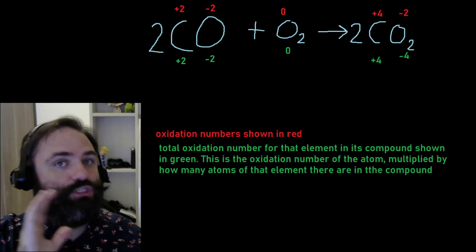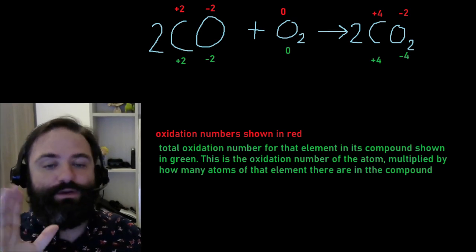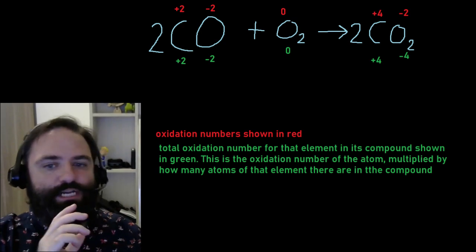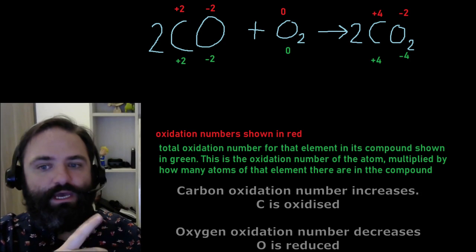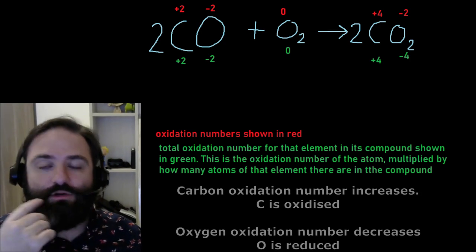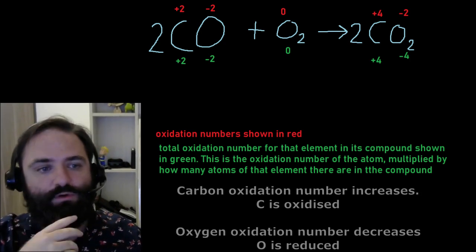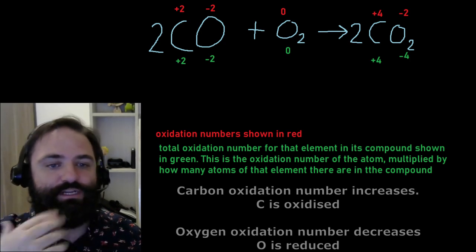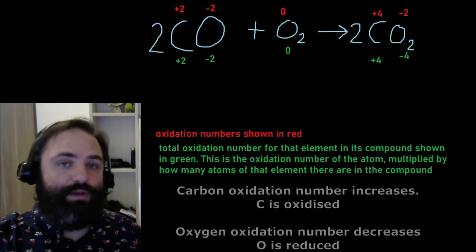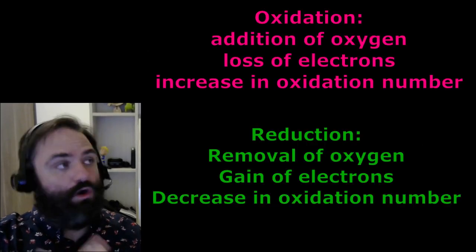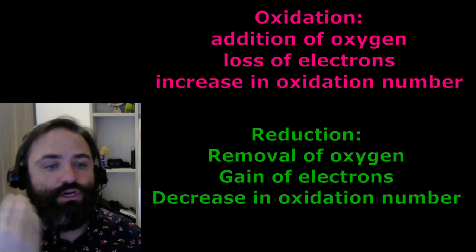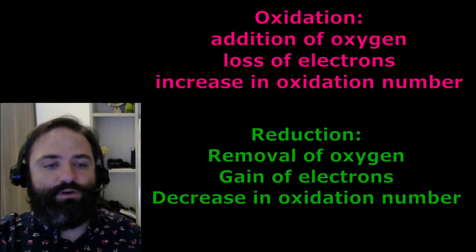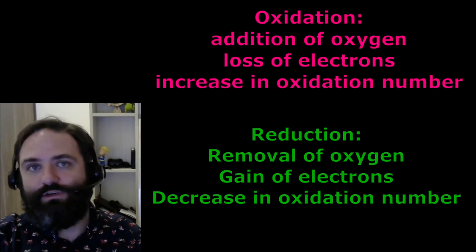Don't mix it up, the carbon isn't charged. This is the oxidation number, a different value, different number. But we can see the oxidation number of the carbon has increased. It has been oxidized. The oxidation number of the oxygen went from 0 as the element to -2 in the compound. Its oxidation number decreased, it's been reduced. So there we have it, 3 definitions of redox. Oxidation is the addition of oxygen, the loss of electrons, and the increase in oxidation number. Reduction is the removal of oxygen, gain of electrons, and a decrease in oxidation number.